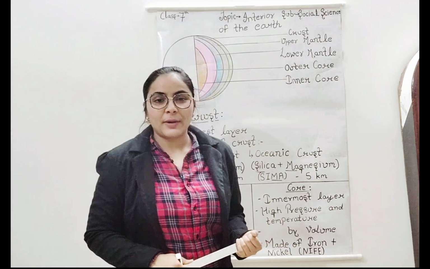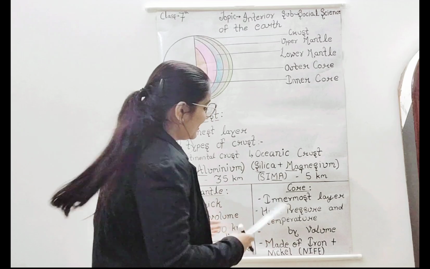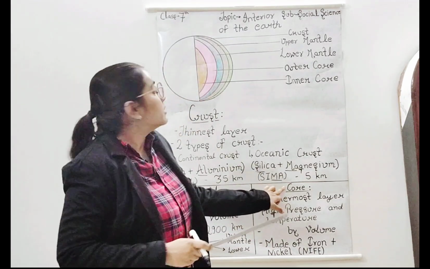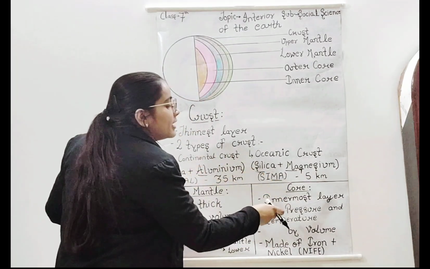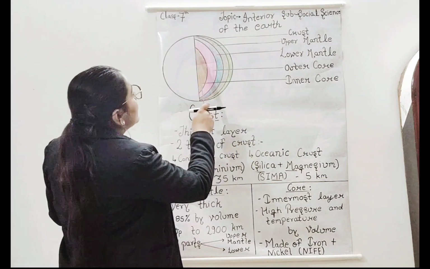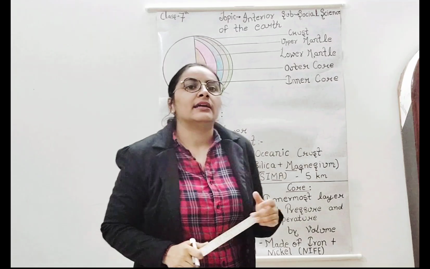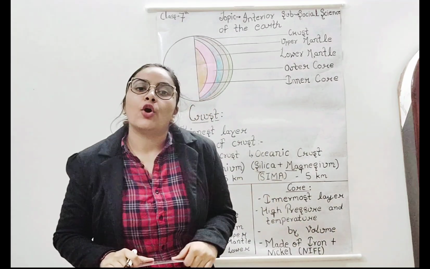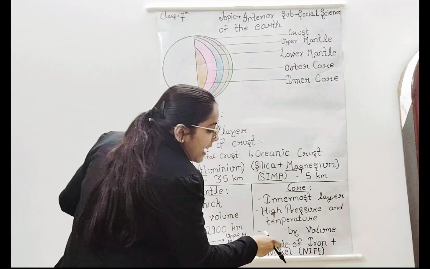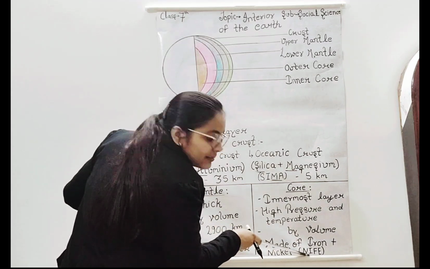Now, we will talk about the last layer of the earth which forms the base of our earth, that is the core. This core is the innermost layer of the earth. How? As we can see clearly from this diagram, it is the innermost layer of our earth. Interestingly, the core is made up of two metals, iron and nickel.